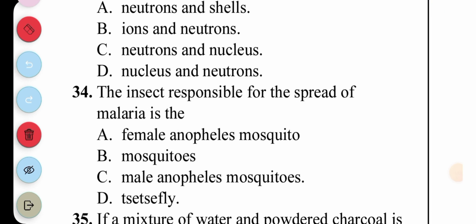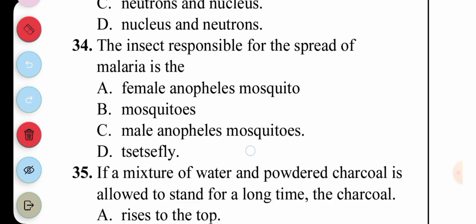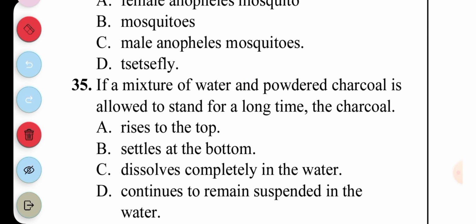The insect responsible for the spread of malaria is A. Female Anopheles mosquito, B. Mosquitoes, C. Male Anopheles mosquitoes, D. Fly. The answer to question 34 is A. Female Anopheles mosquito.